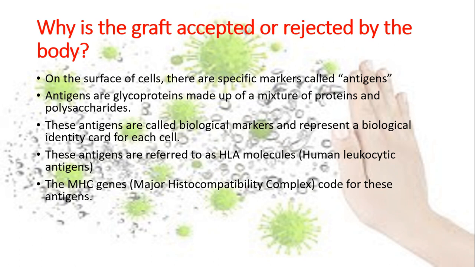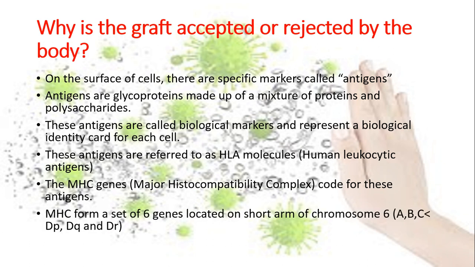Usually these antigens or HLA molecules are coded by specific genes known as the MHC genes, the major histocompatibility complex. These genes usually code for these antigens, and this MHC set of genes consists of 6 genes, and they are located on the short arm of chromosome number 6. The names of these genes are A, B, C, DP, DQ, and DR.